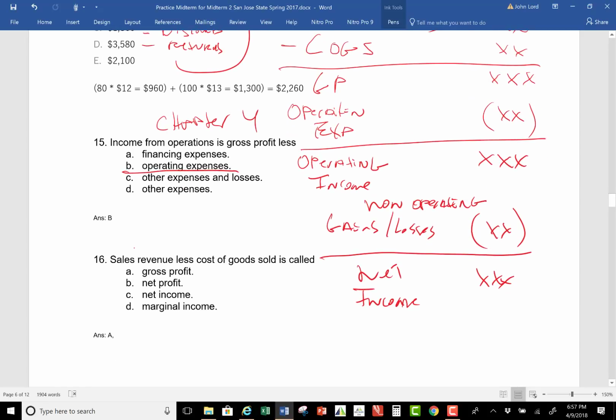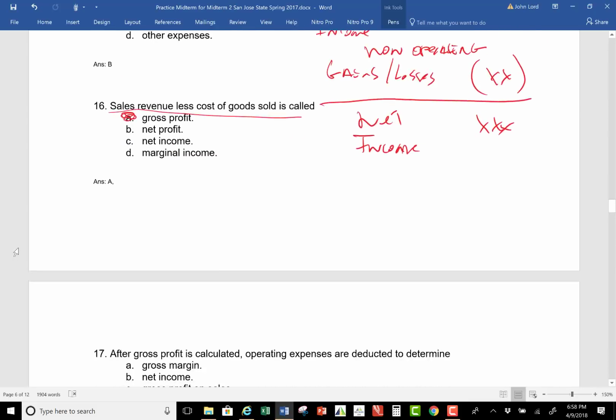Now you come over. Sales revenue less cost of goods sold is what? Everybody. What? Don't think you're not going to get that question, guys. I'm going to ask 30 questions. Sales minus cost of goods sold is what? Now you know how to calculate it. Okay, good.